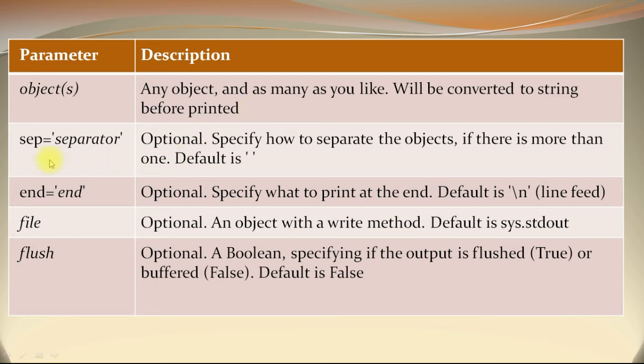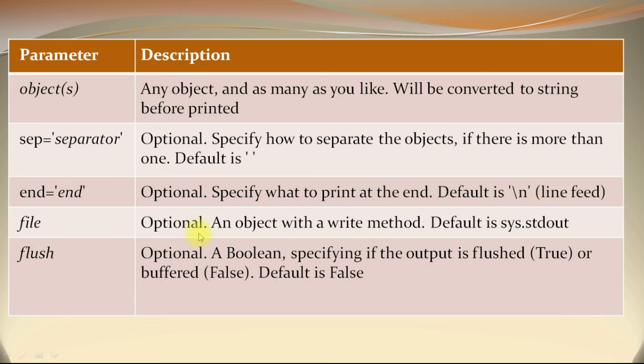Sep is an optional argument. It specifies how to separate the objects if there is more than one. The default is a space, single inverted commas with a space. End is also an optional argument. It specifies what to print at the end. The default is the new line character.